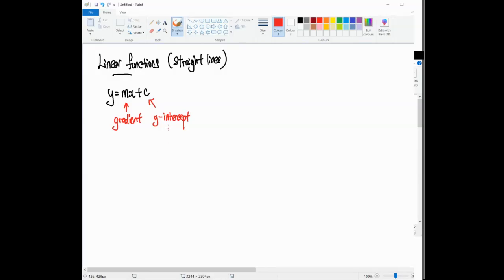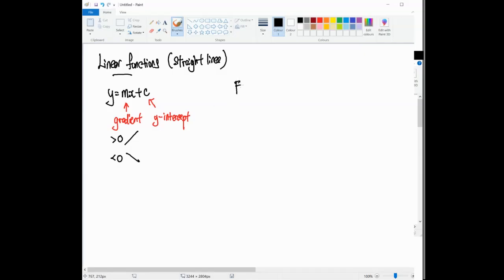All right. So if the gradient is positive, if the gradient is greater than 0, then the graph will be upward sloping. And if the gradient is less than 0 or negative, then the graph will look like this, downward sloping.